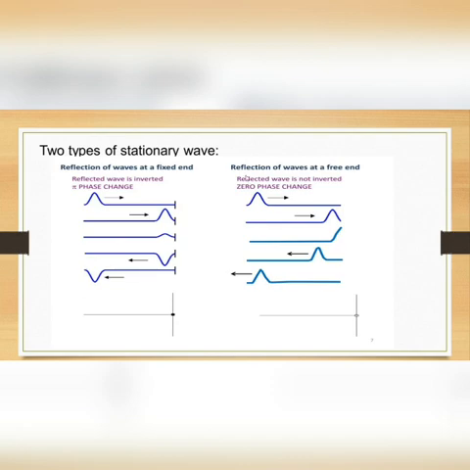And the second type is the stationary wave with a free end. Here, when we have a pulse, it is going to the reflected end, which is free to move. Then there will be no phase change, or zero phase change, at the reflected end.